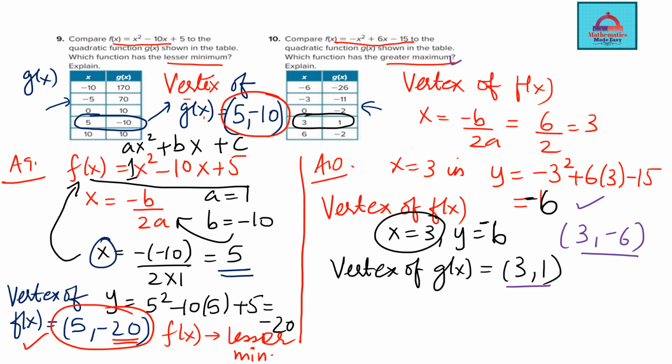So which is the greater maximum? Which is more? Definitely this is more. So the answer for this question is going to be g(x). So g(x) has a greater maximum. See, the x values are the same, so you will compare only the y values. So it has a greater maximum and therefore that is your correct answer.